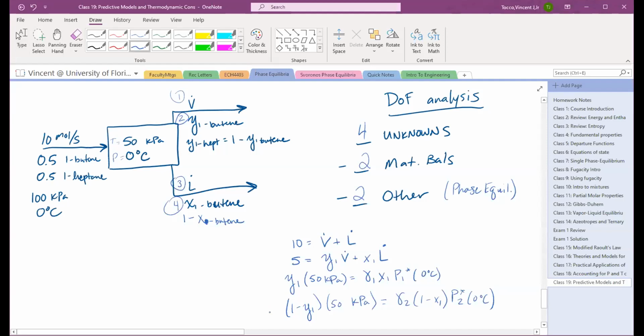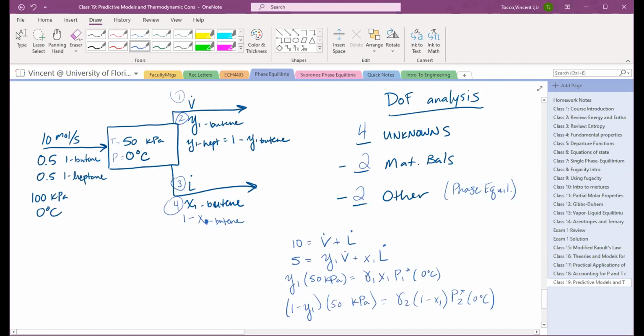N-heptane. Notice I have the same 4 unknown variables in each of the equations. However, I also have some other variables that I don't have numerical numbers for yet. So P1 star is the vapor pressure for 1-butene, so I need to obtain what the value is for that. Since I know what the temperature is, however, I'm just going to use Antoine's equation to calculate it. Same thing for P star 2.